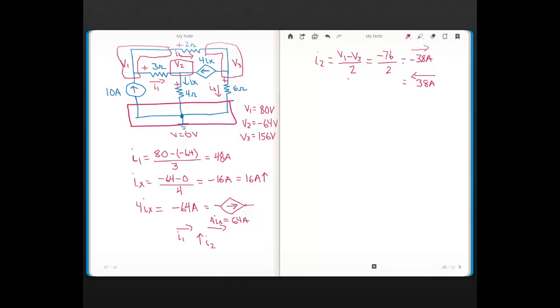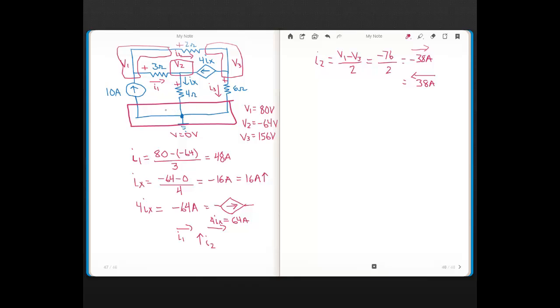See, so I2 is really flowing right to left because it's going from the higher voltage end, which is on the right side, which is V3, 156 volts. It's flowing from 156 volts to 80 volts, because remember, through a resistor the current always flows from the higher potential end to the lower potential end. And then I think you can see that here at this node, 10 amps flowing in and 38 amps flowing in, and then we calculated I1 earlier, 48 amps flowing out. So you see KCL is satisfied here.